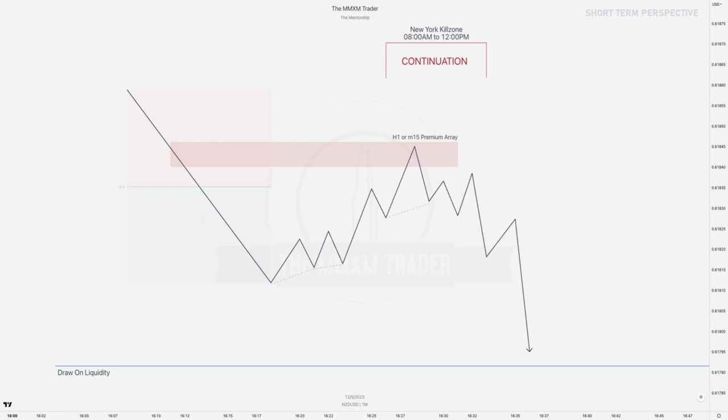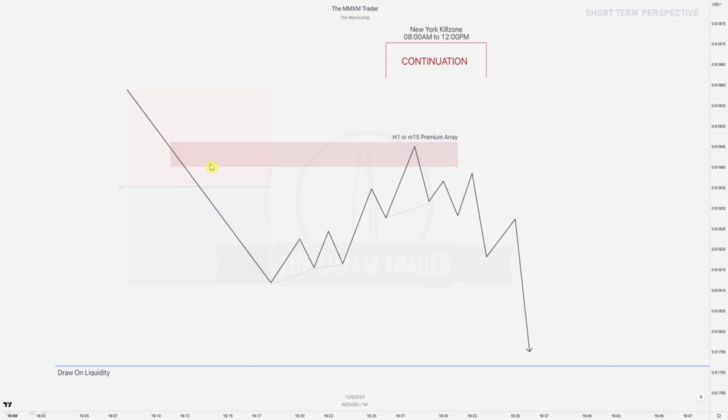All right, we've got a crude depiction for our short-term perspective bread and butter model. Remember, time is very important, so we're going to be looking for that setup in the New York kill zone, 8 a.m. to 12 p.m., for that continuation or reversal. Now over here, we've got a continuation pattern, and basically what you're looking for is premium and discount levels. So you draw out your range. If you're looking for shorts, you're looking for a premium array, obviously.